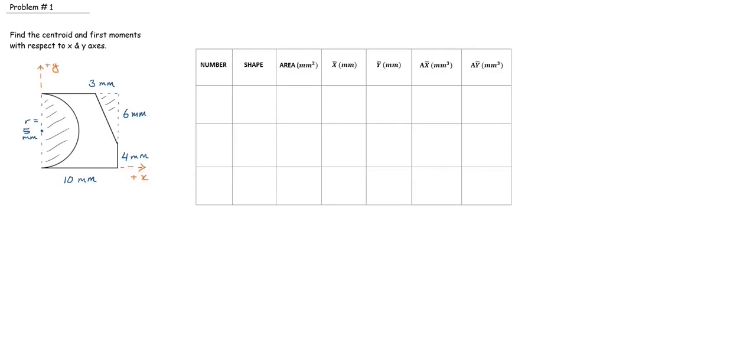For problem 1, we need to find the centroid and first moments with respect to the x and y axes. So for the first step, I like to break down the composite figure into simple geometric shapes. Number 1 is a triangle, number 2 is the overall square, and number 3 is the semicircle.